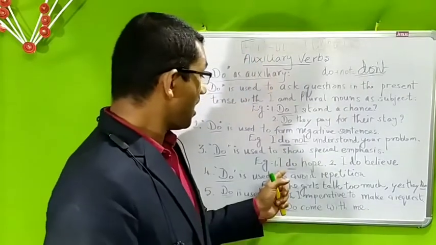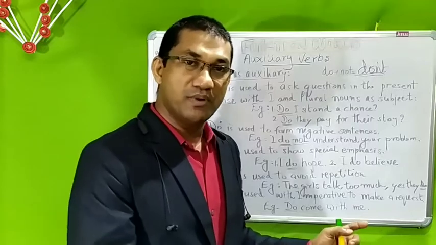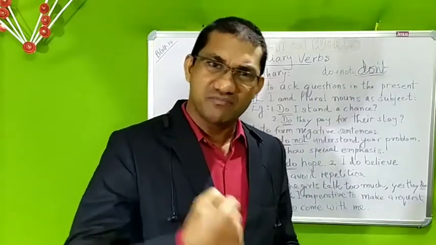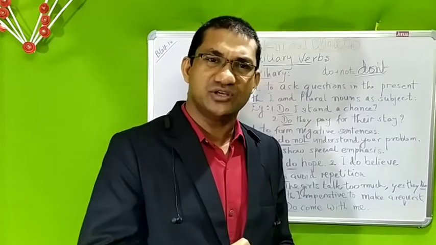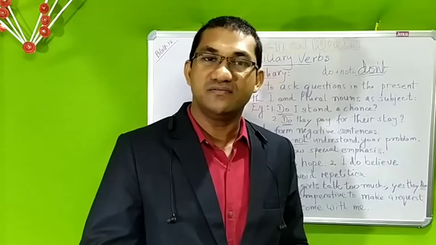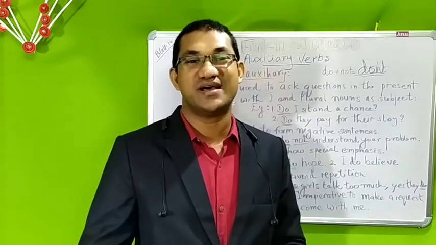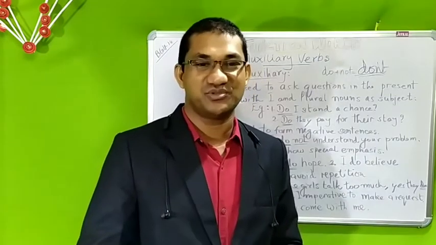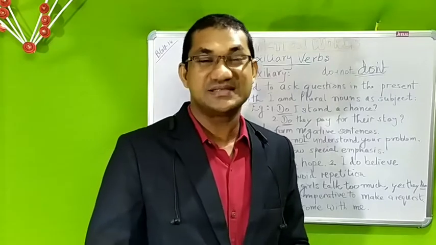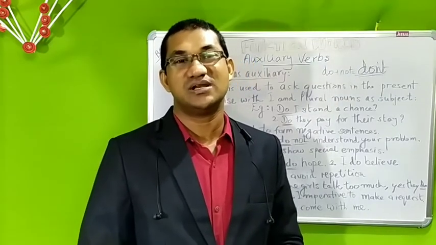And we say, I do hope. I do believe. I do believe in myself. I do hope that everything is going to be fine. I do believe in God. I do believe that miracles can happen. All this is just emphasizing something. So that is the third use of the function word, the auxiliary verb do.